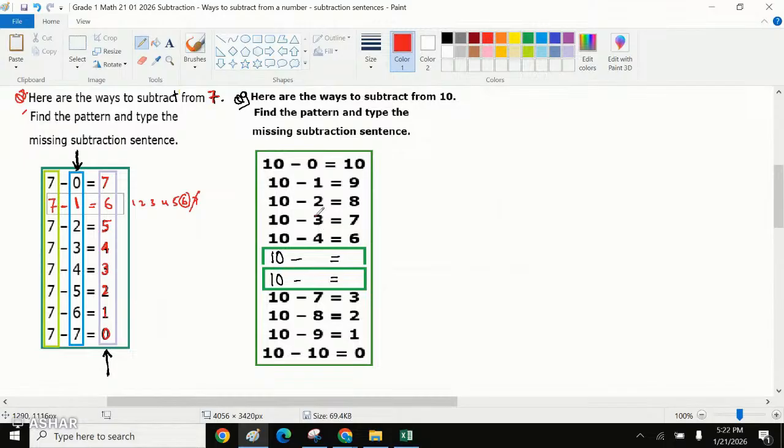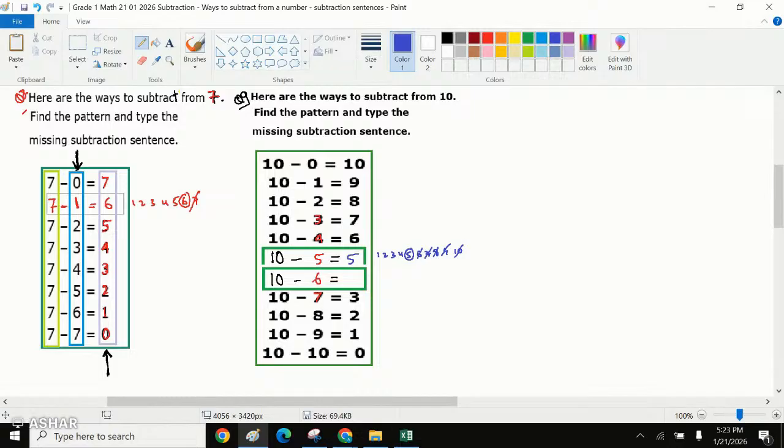Can we see the sequence? 3, 4, it should be 5, 6, and 7. That should be the sequence, because this is ascending: 0, 1, 2, 3. Ascending means going up. That means for 10 minus 5, we write the numbers 3, 4, 5, 6, 7, 8, 9, 10. We remove 5 numbers, we are left with 5.